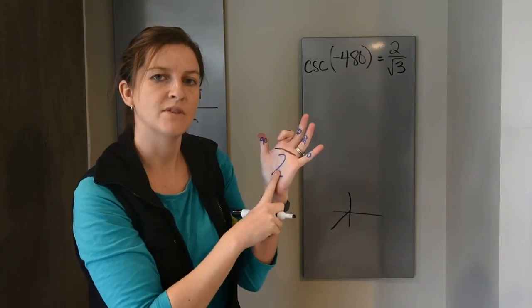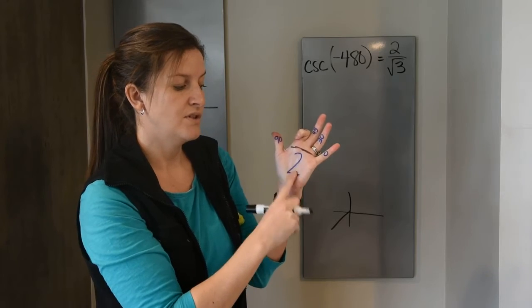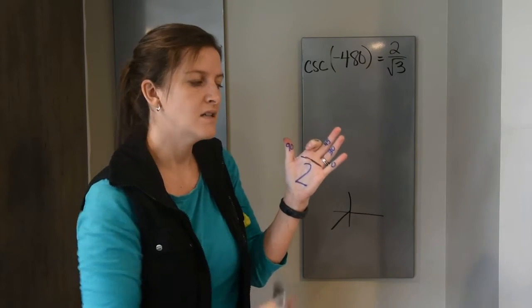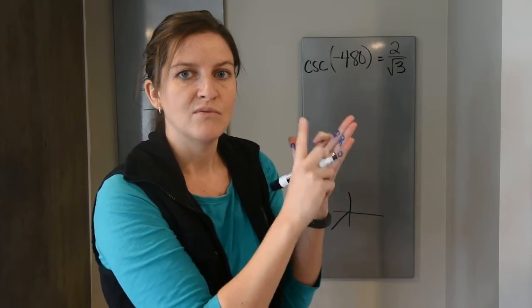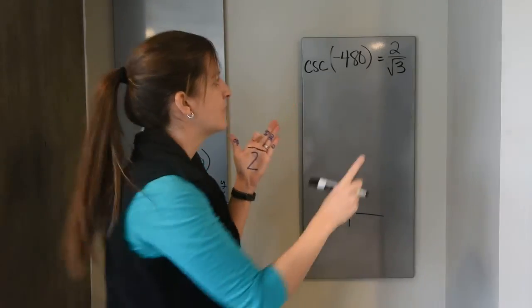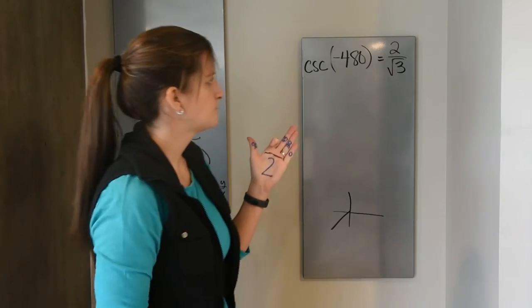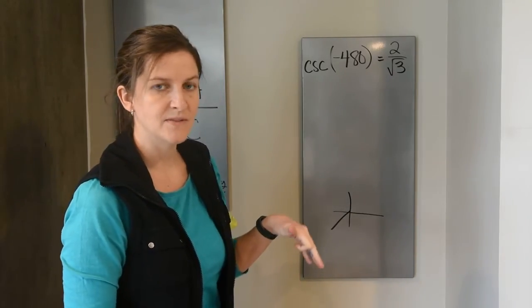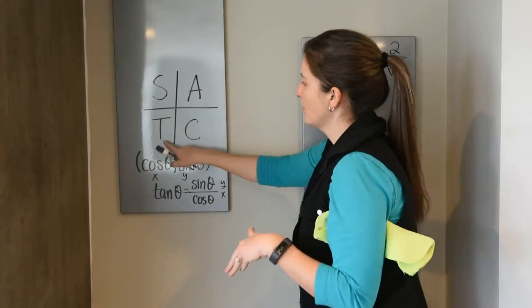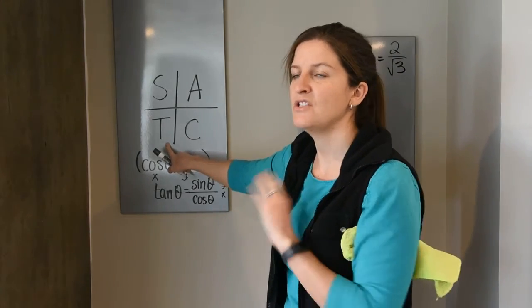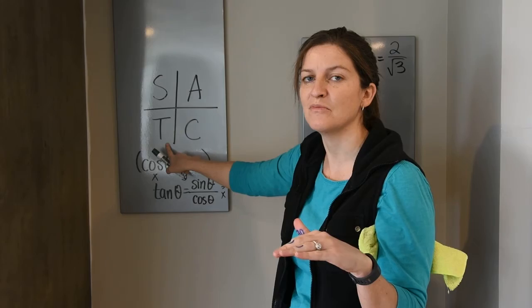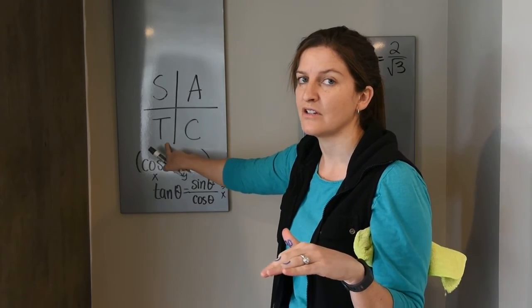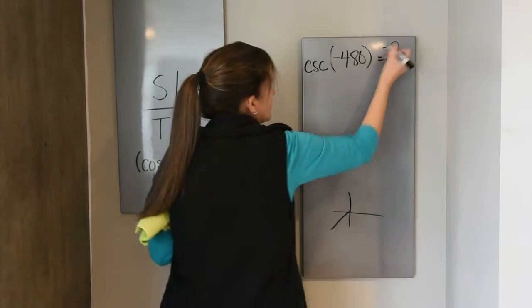So it's the bottom number, the 2, which usually goes on the bottom with sine and cosine, excuse me. And then the square root 3 would be your bottom one in this point. So we've got that. Now we determine if it's positive or negative. We're in quadrant 3. Tangent and cotangent are the only ones that are positive in quadrant 3. So cosecant is going to be negative.